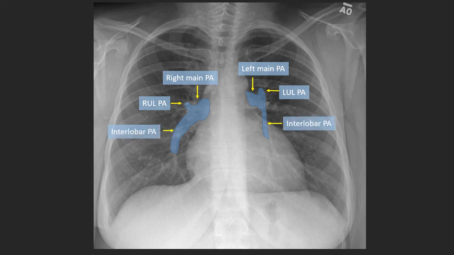And then the branches that supply the lingula and lower lobes and right middle and lower lobe are the interlobar pulmonary arteries. So these are all arteries that are sitting in here. A typical size for the interlobar pulmonary artery is around 17 millimeters.